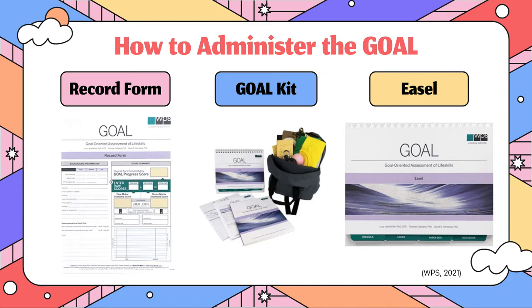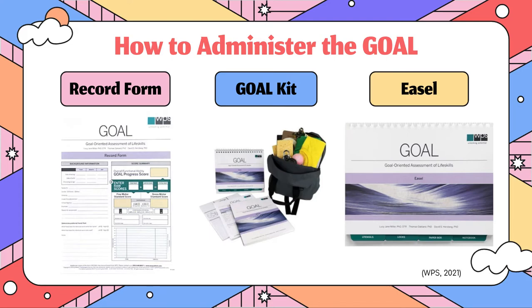Second, have the GOAL kit and easel set up and ready to go. The easel includes all of the instructions, word for word, needed to administer the activities, such as the materials needed, the setup, timing, oral instructions to read to the client, administration directions for the OT, and instructions on how to record the child's performance on the performance record panel of the record form.